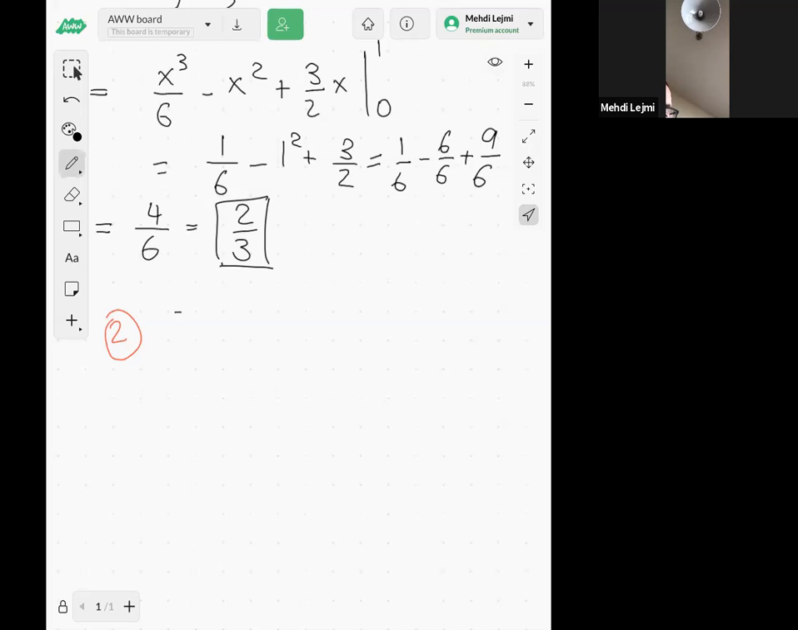So S is the solid. I'm going to use GeoGebra, the app here, to graph this solid. But anyway, the solid S is bounded by.